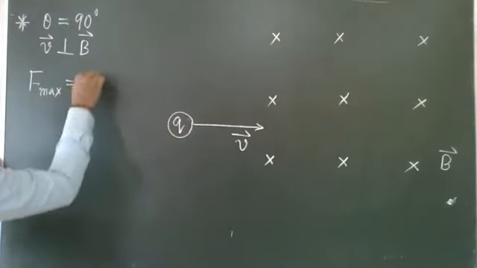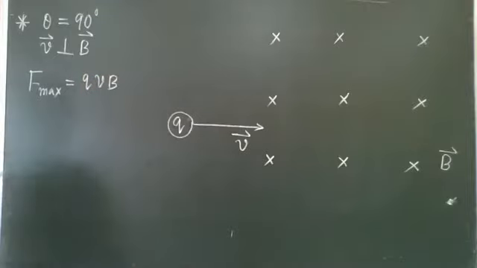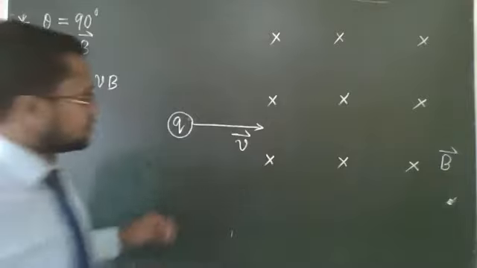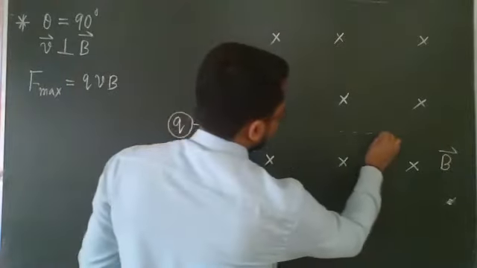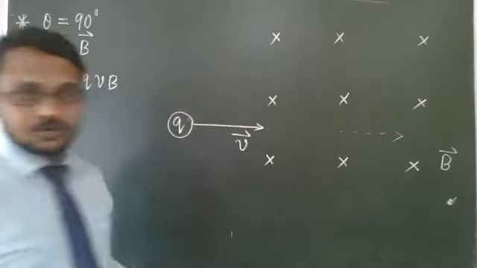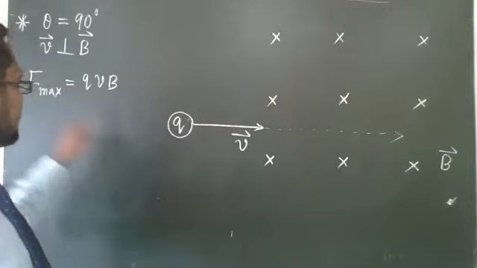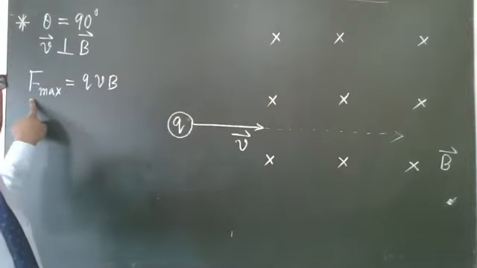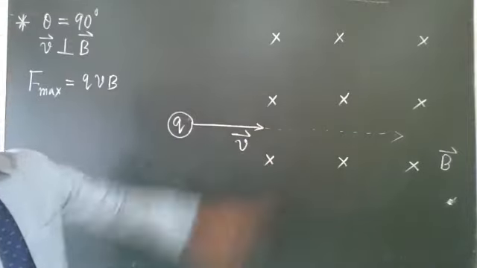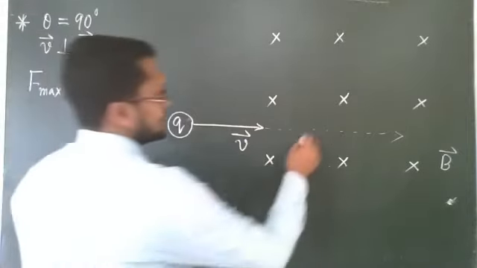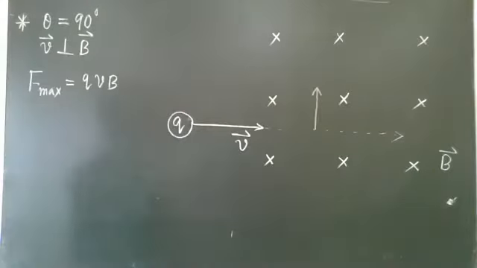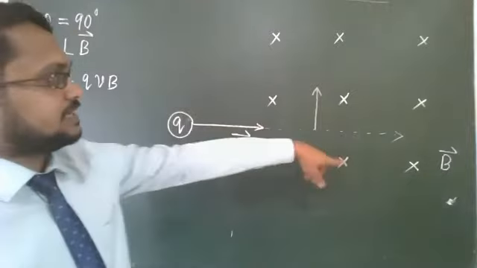What is its value? The value is QVB, right? Now in which direction will it act? This is the direction of velocity. The magnetic field is entering into the board. What will be the direction of force? The force will be perpendicular to both velocity and magnetic field. So if we take this direction, is it perpendicular to both velocity and magnetic field?